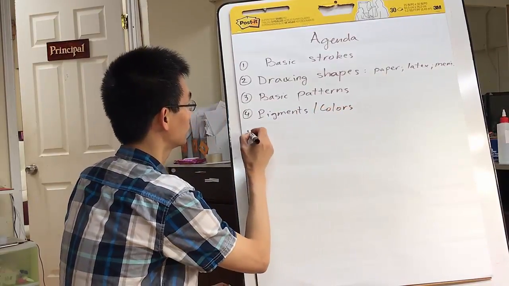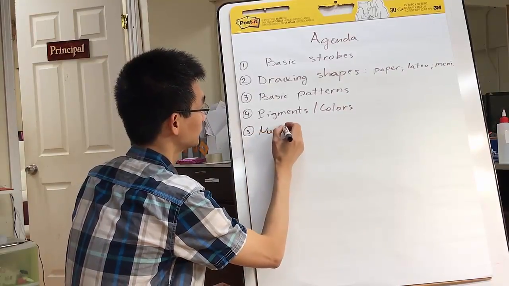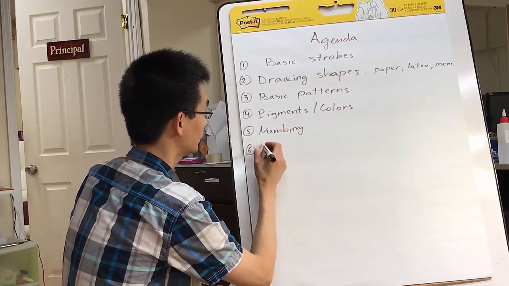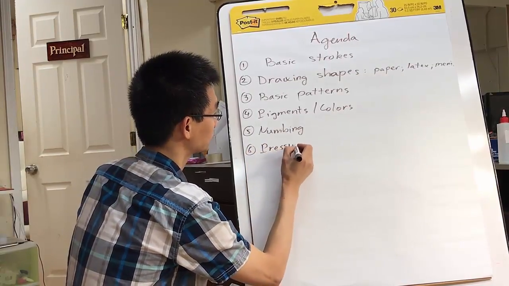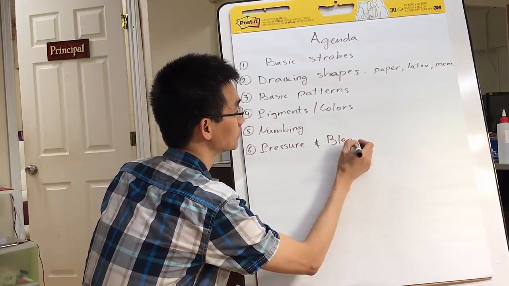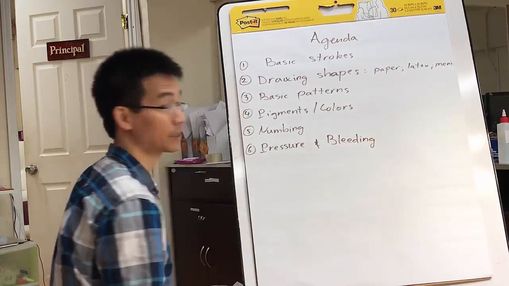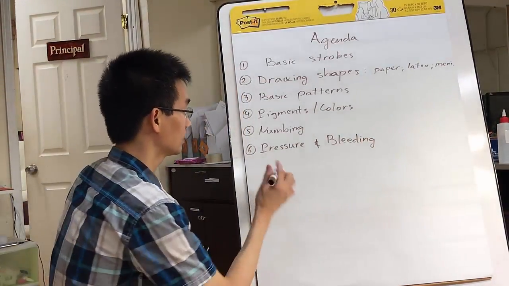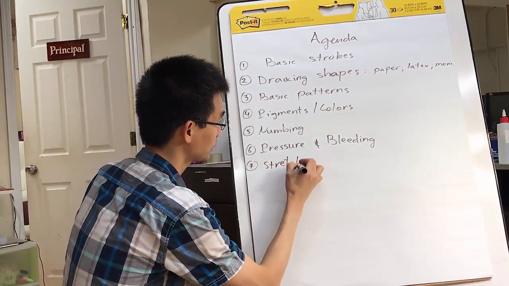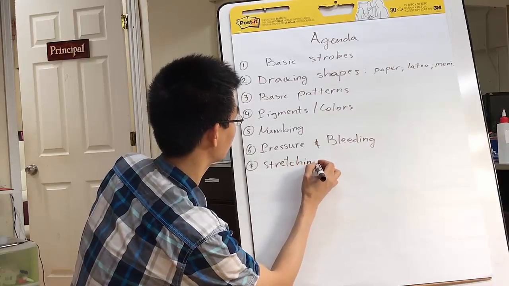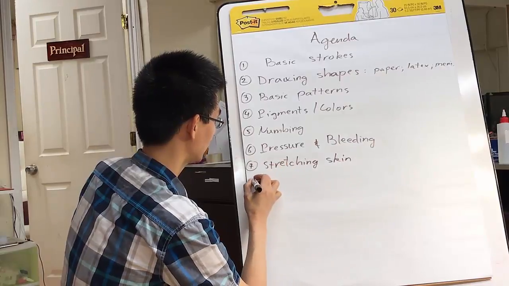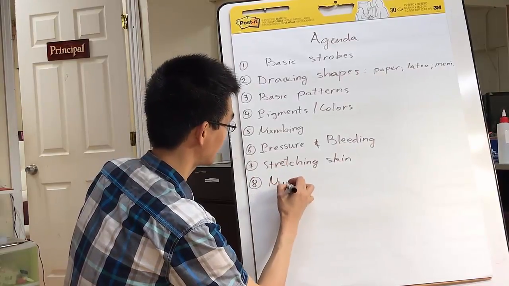Talk about numbing. We need to talk about pressure and bleeding. Okay, pressure, bleeding, and we also need to talk about stretching the skin. Stretching, that's right, stretching the skin. We did that yesterday, and then we need to talk about the number of passes.